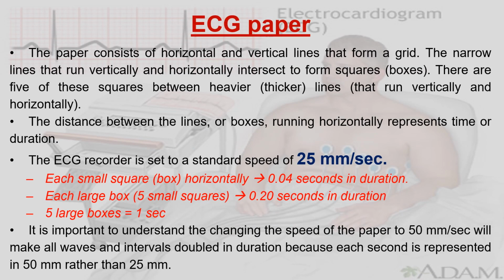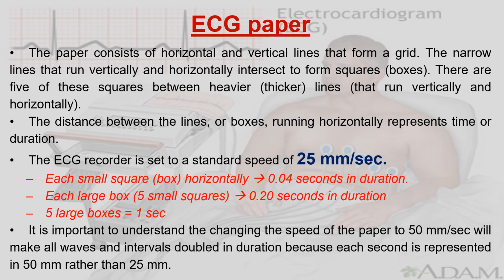So, the ECG paper is always divided into squares, horizontal lines and vertical lines, making a grid. This divides it into small boxes or small squares and big boxes or big squares. The horizontal lines denote the duration of anything. So when we measure the number of squares horizontally, this means duration in seconds. And vertically, this represents the voltage of the wave. So each wave has a duration and a voltage.